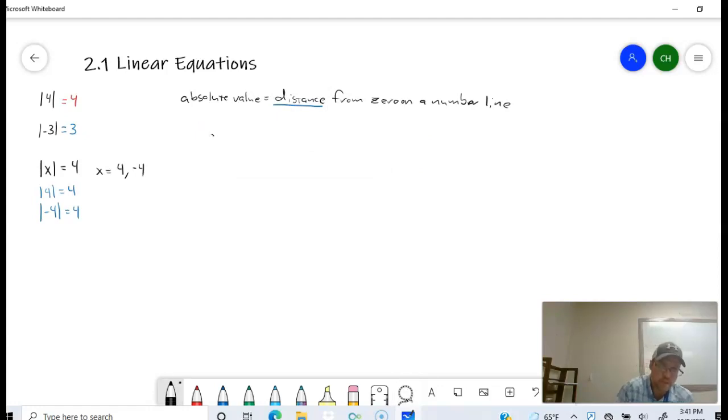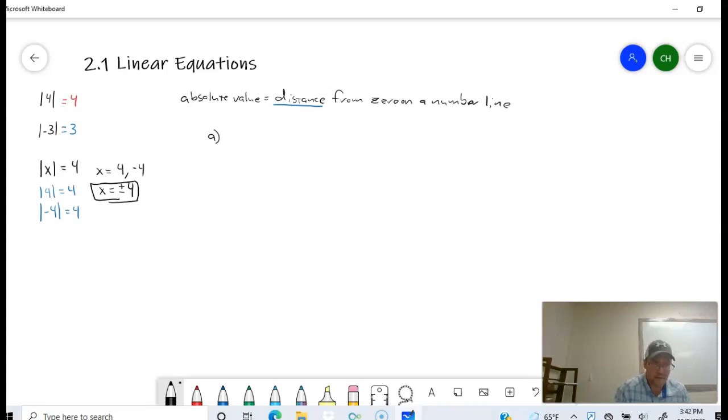So let's look at one here. And I want to note, this is the same thing as x equals plus or minus 4. All right, I want us to get used to that notation. We need to see that and be able to write it and understand what it's saying. It's just saying that it could be positive or negative.